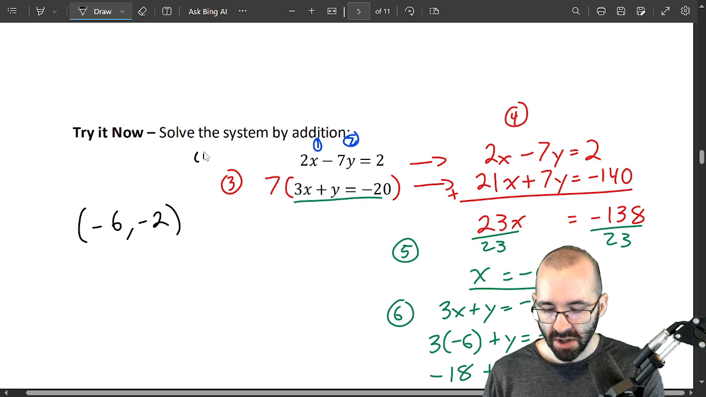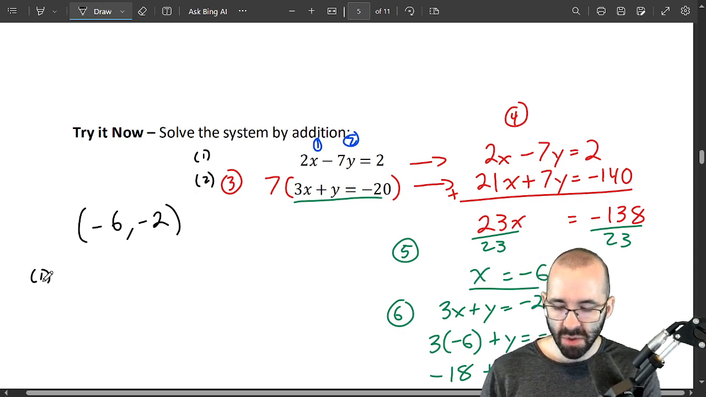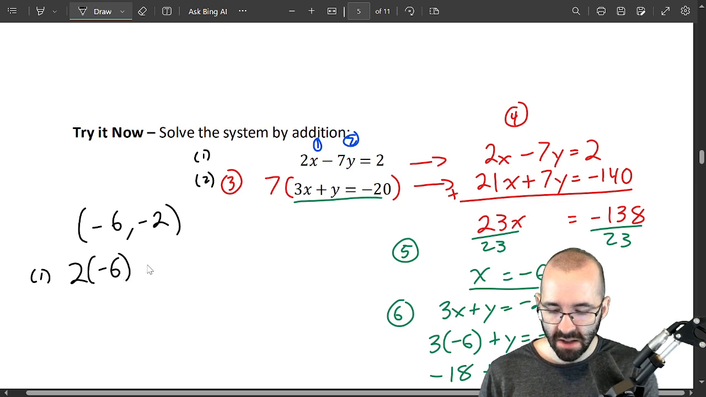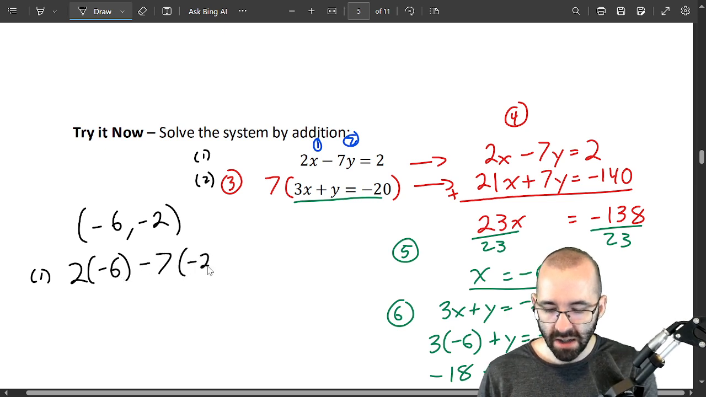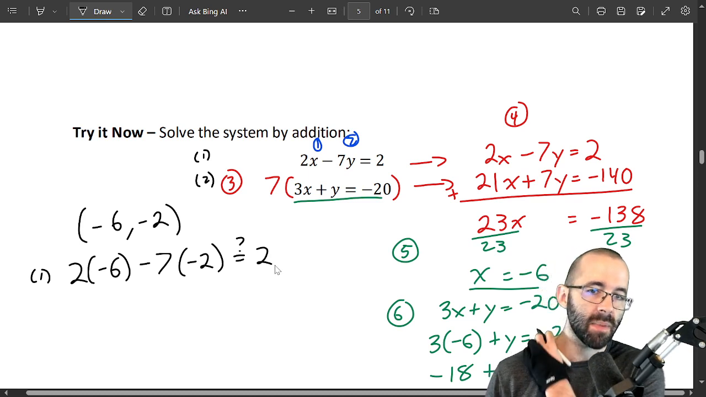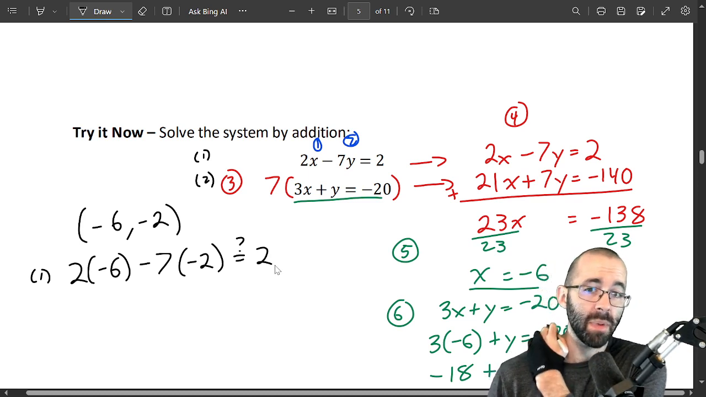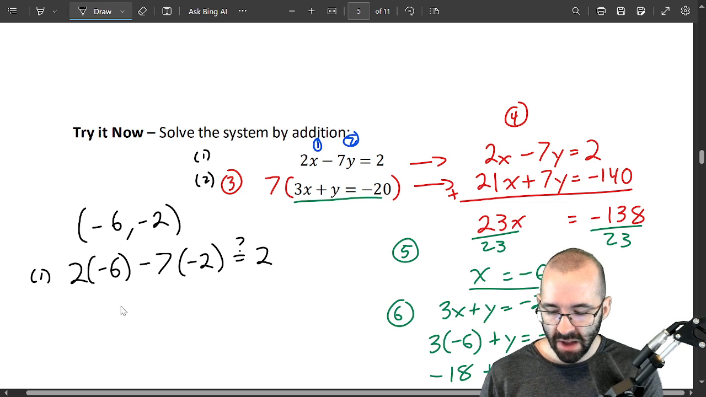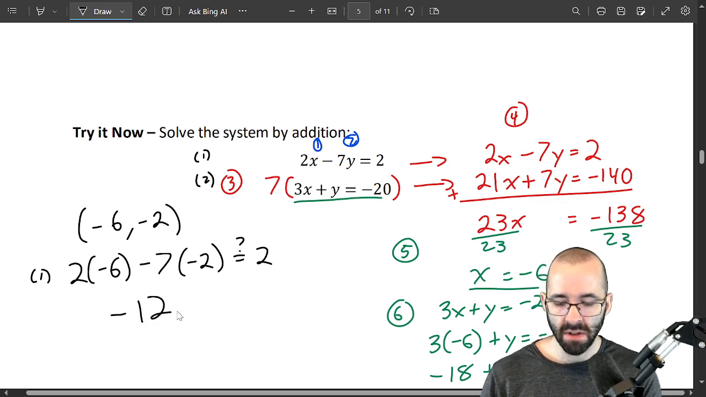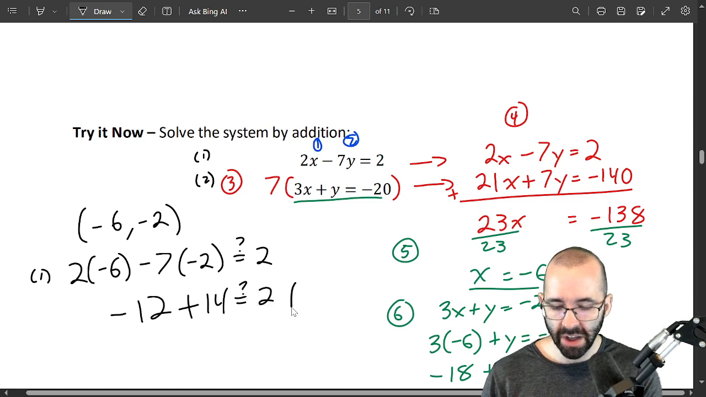Let's check. Call this our first equation and this our second equation. Our first equation says 2 times x minus 7 times y should equal 2. I'm writing the question mark because I don't know if it's equal. I'm hoping it is. And if we do that, we get negative 12 plus 14. Is that equal to 2? Oh, yeah, it is. Nice.